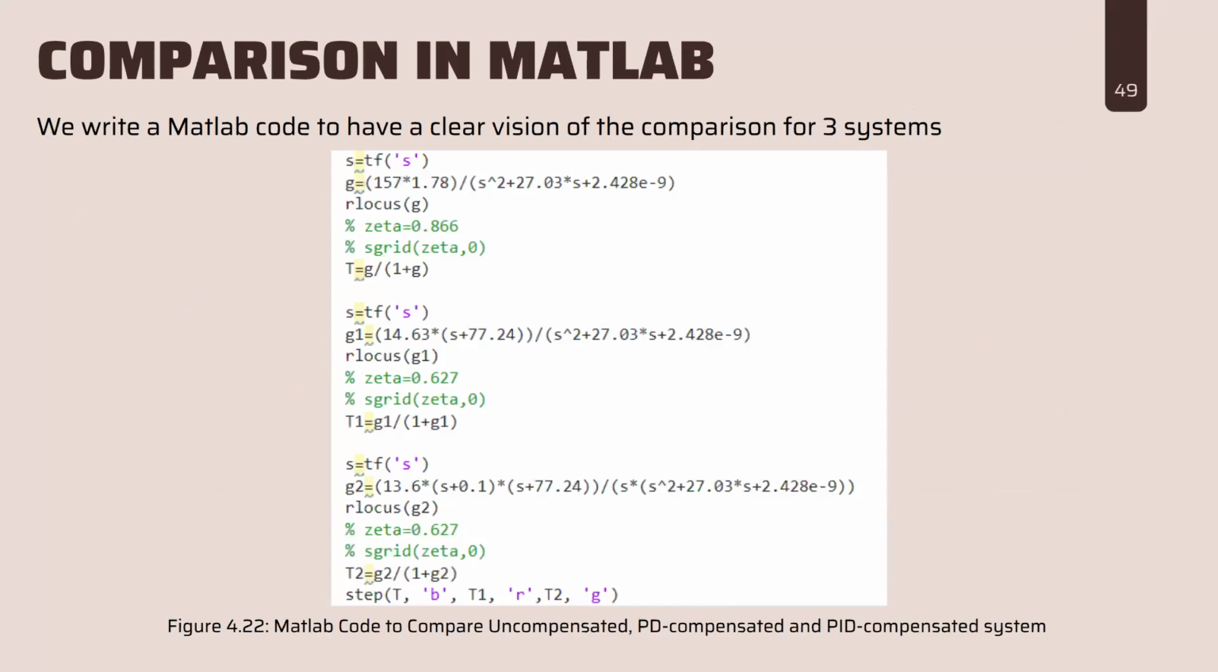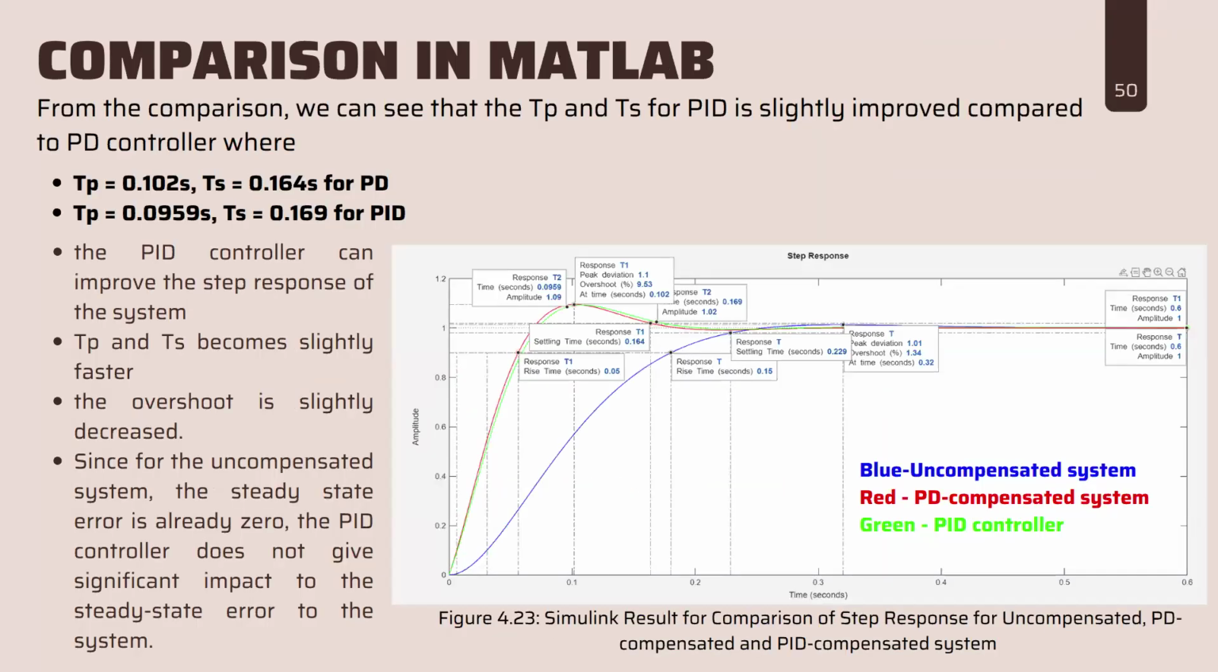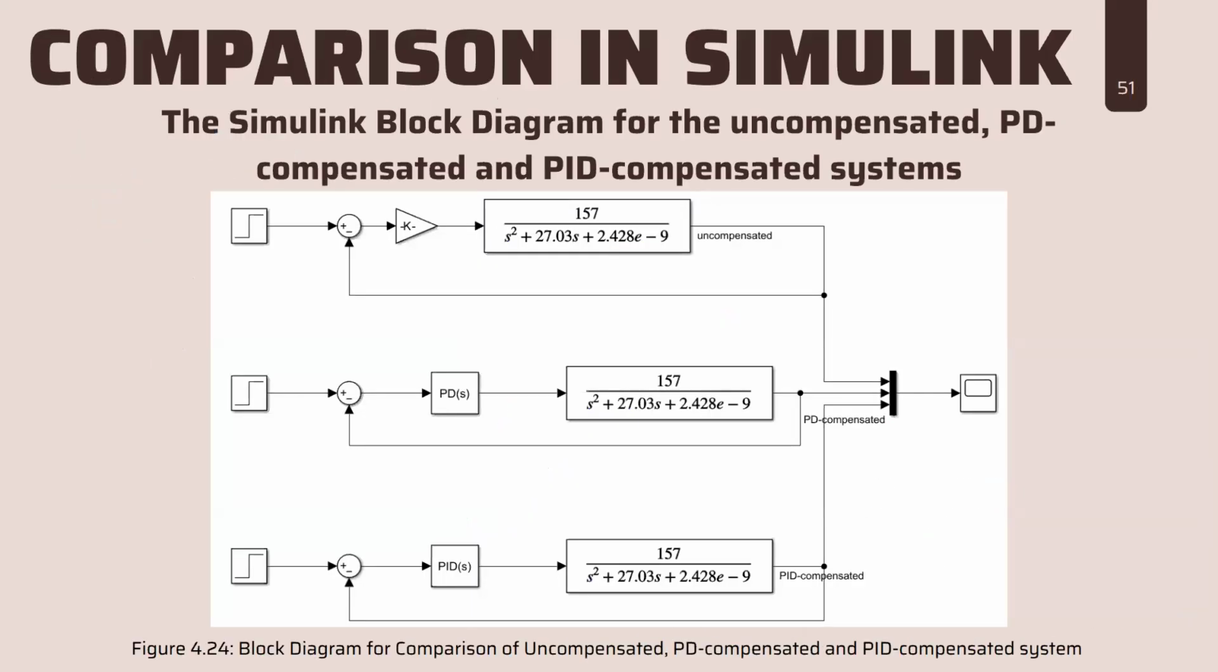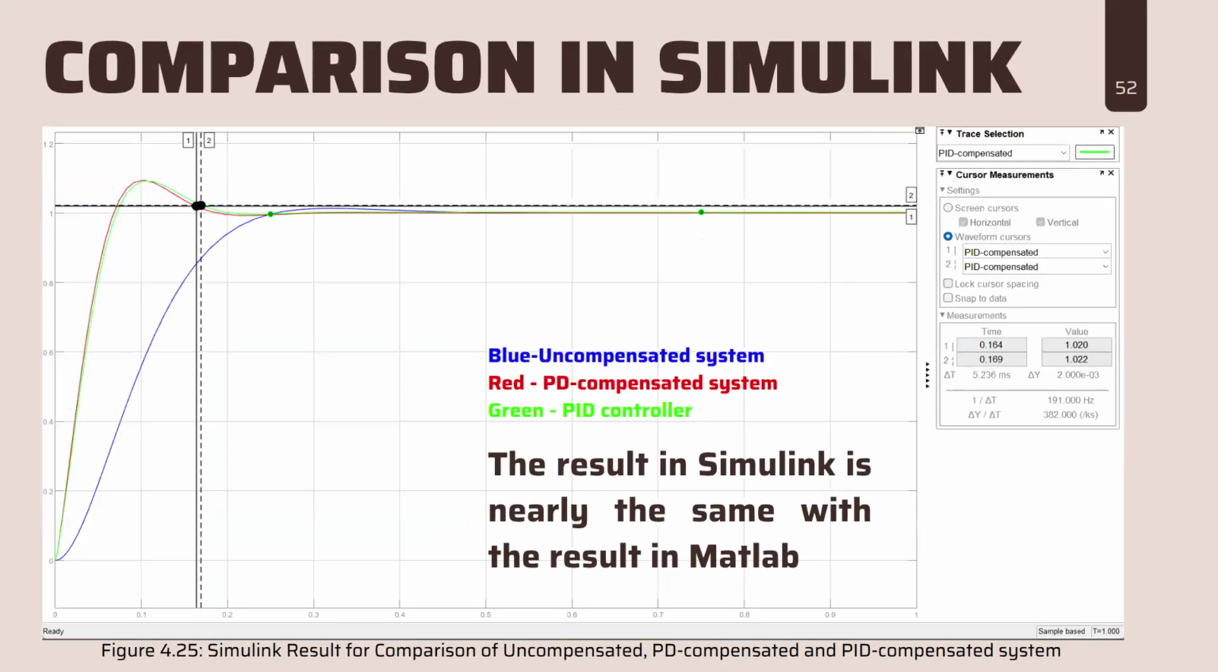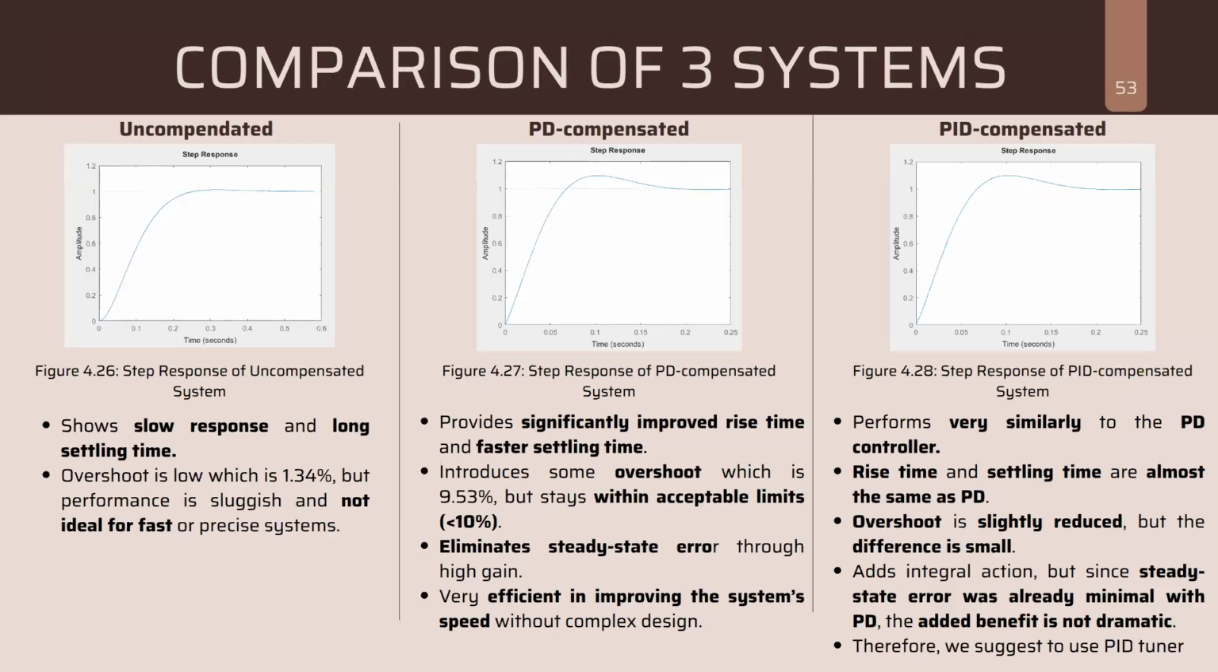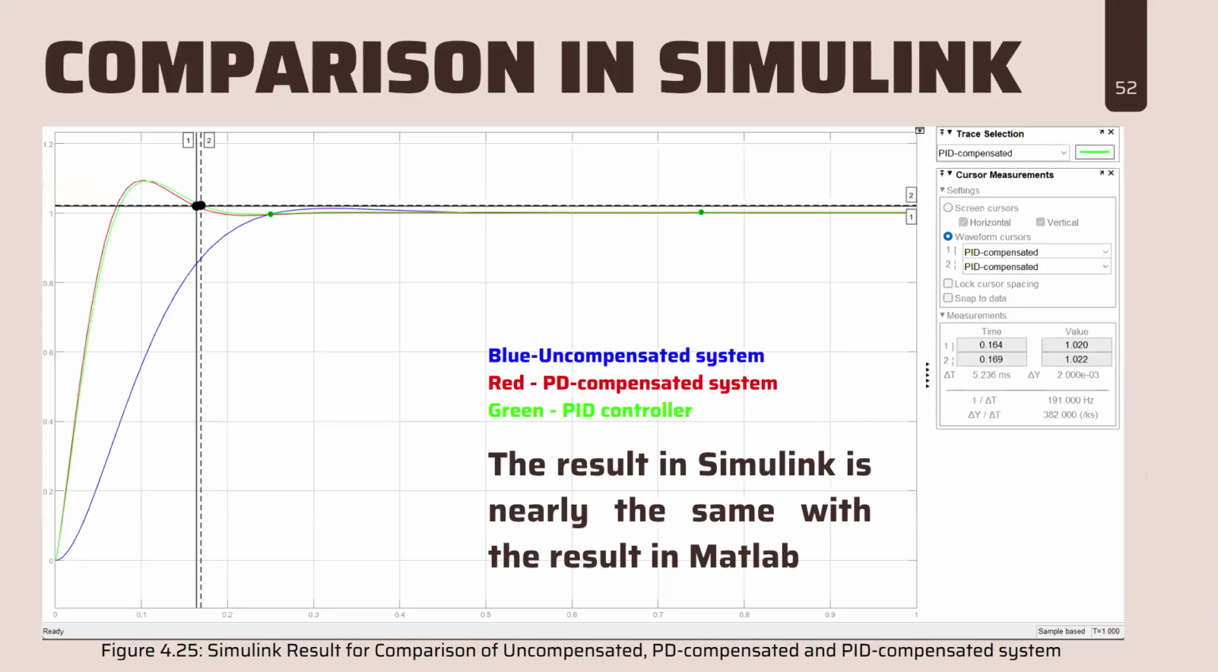So this one is the comparison of MATLAB code. So next. We compare three systems in the MATLAB code. The blue one is the uncompensated system, the red one is the PD compensated system, and the green one is the PID compensated system. Okay, so next. This one is the comparison in Simulink. Next. Okay, so this one is the result in Simulink, almost the same as the graph in the MATLAB code.